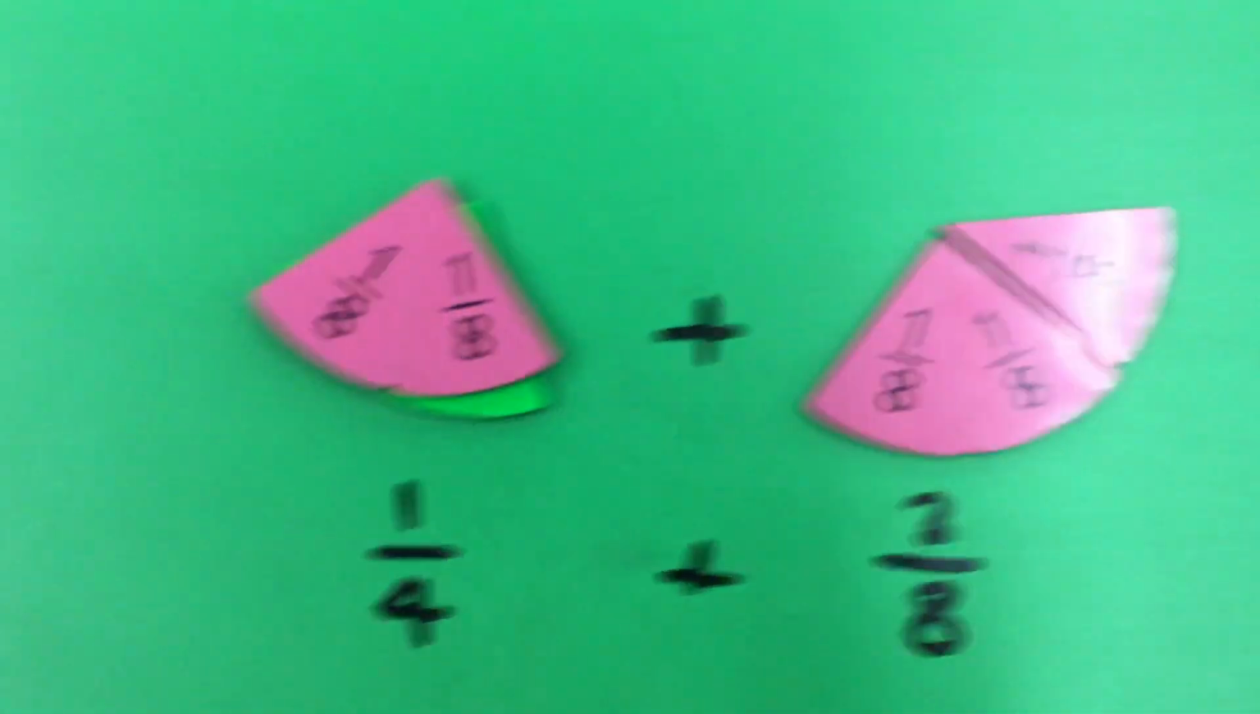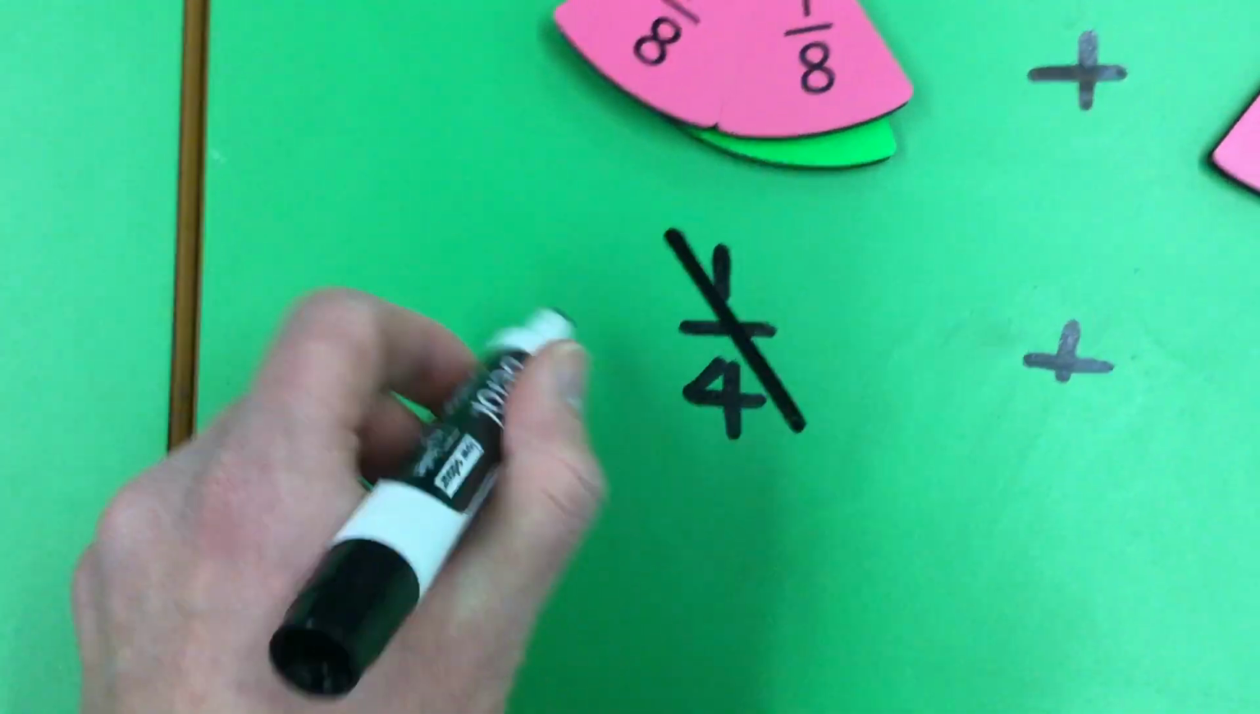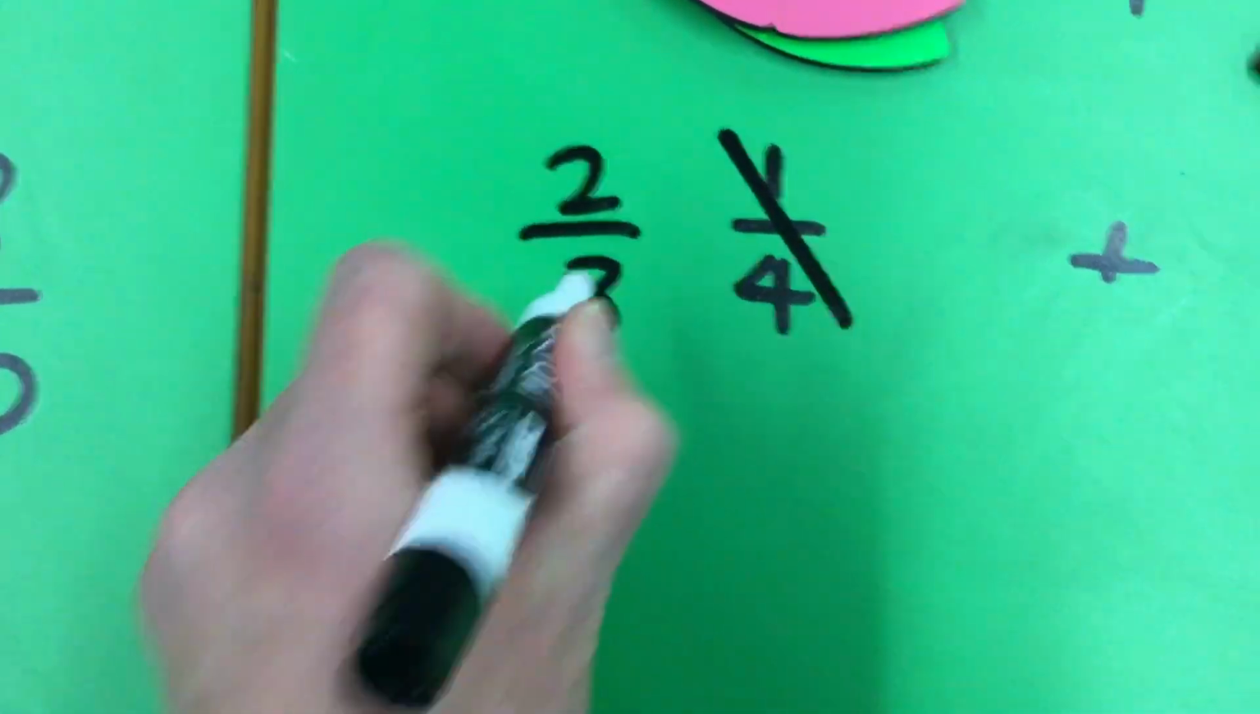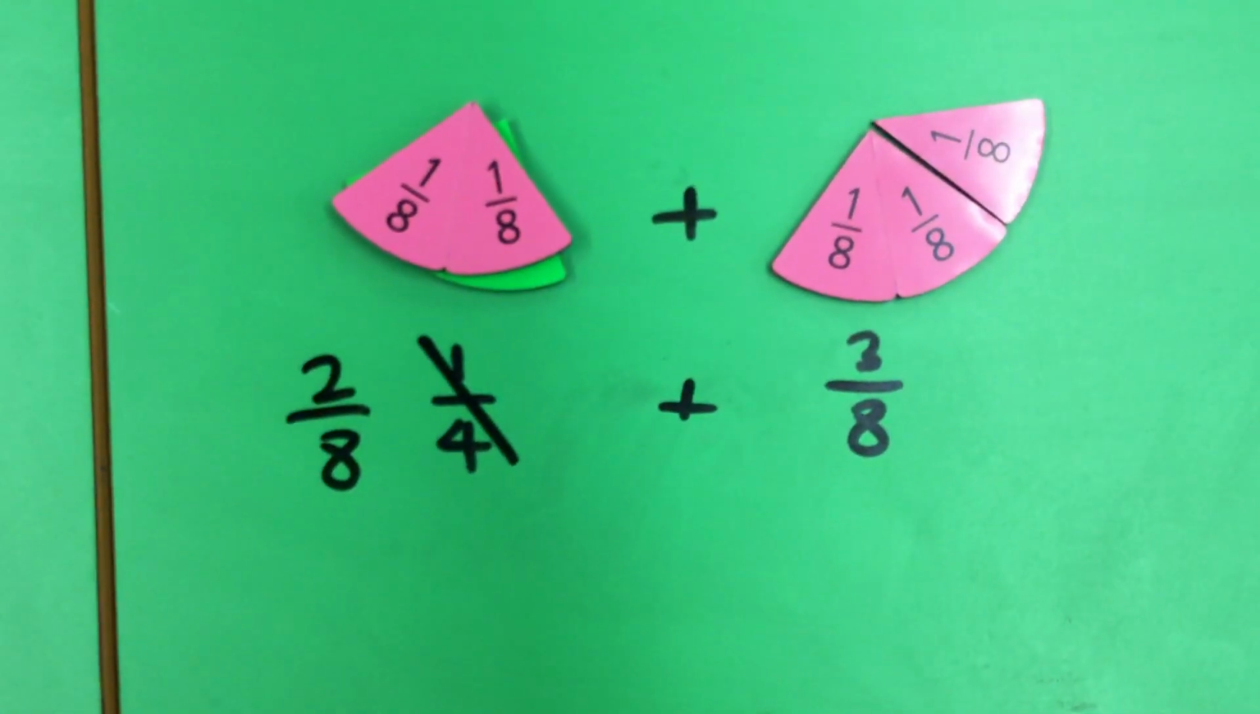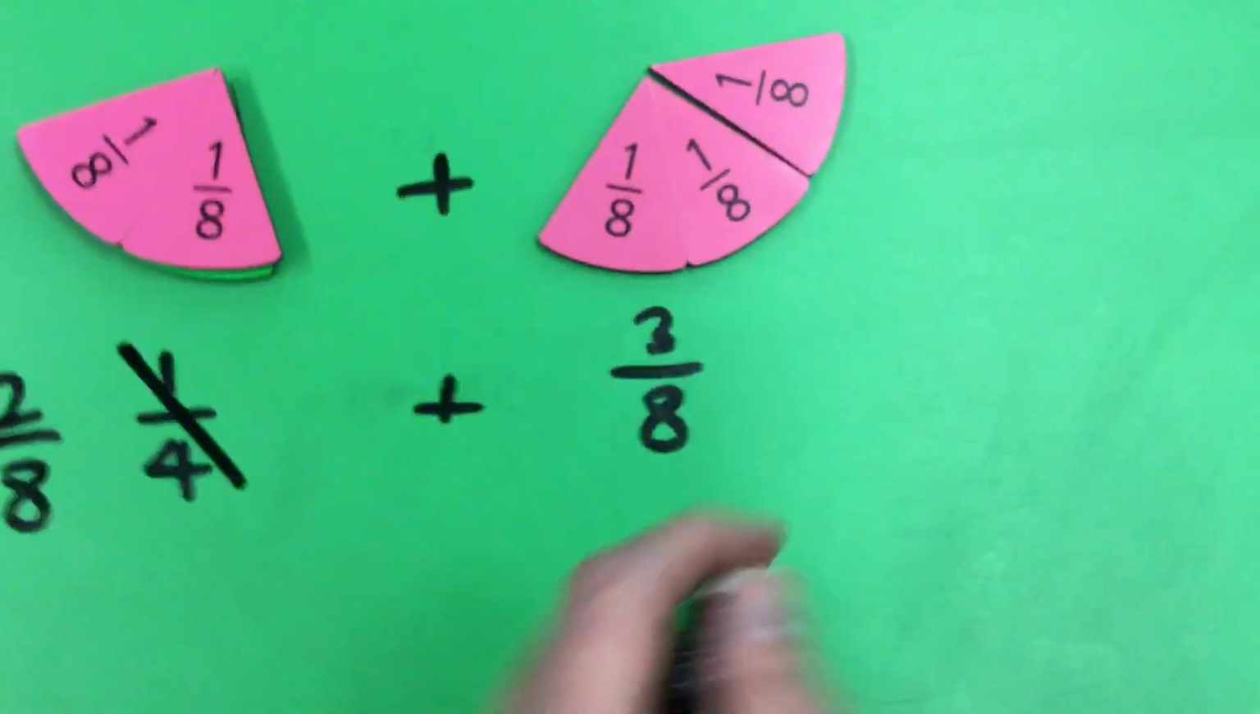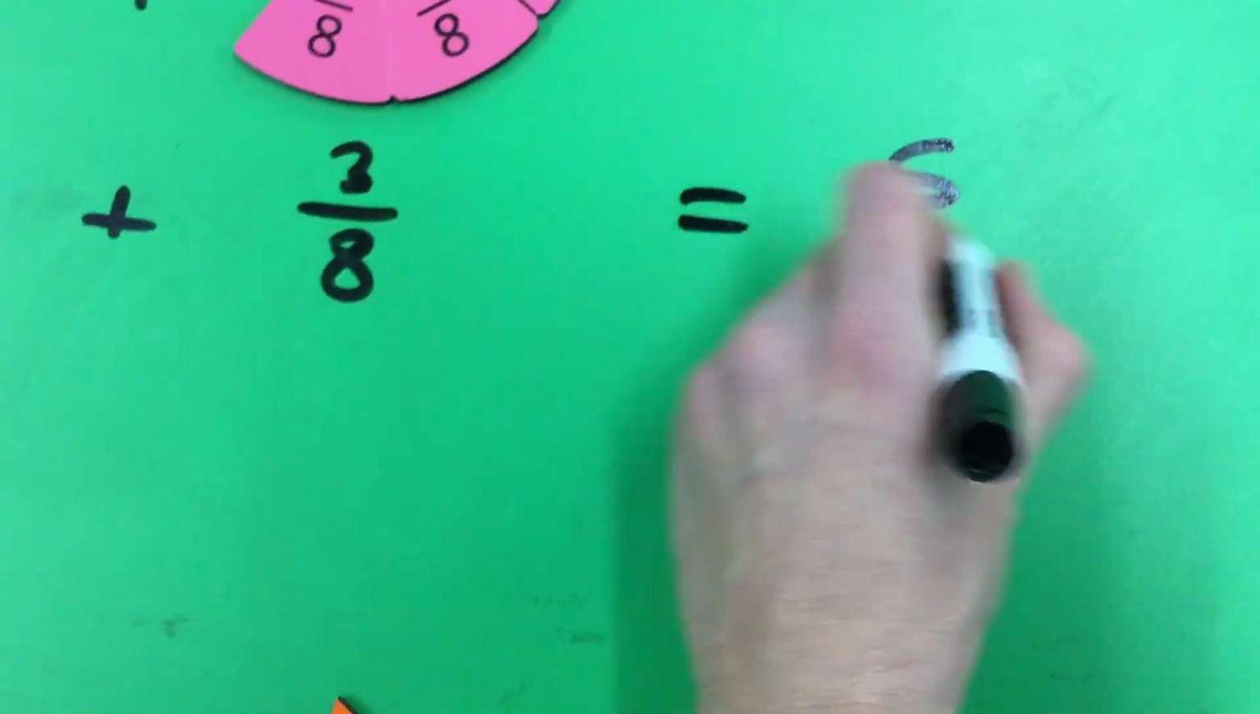Okay, so now we can cross out that and we say we've actually got 2/8 add 3/8, which is of course 5/8.